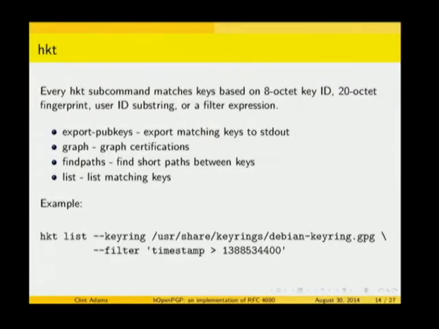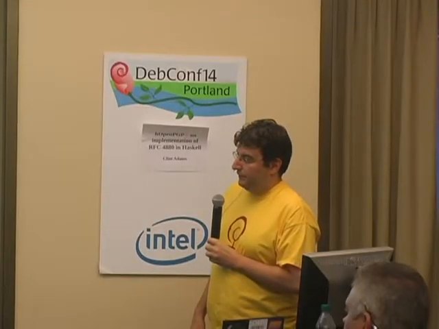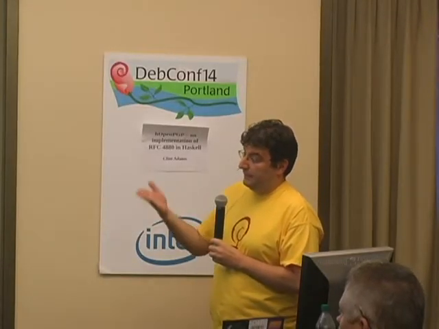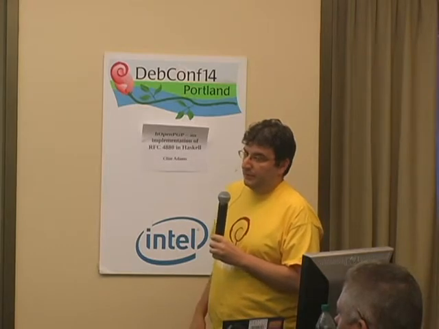So there's two different ways to specify keys with this tool. You can either do a long key ID, full fingerprint, a user ID substring, or a filter expression, which is basically a DSL I wrote that needs to be totally overhauled, but lets you do things like numeric compare on the timestamp.